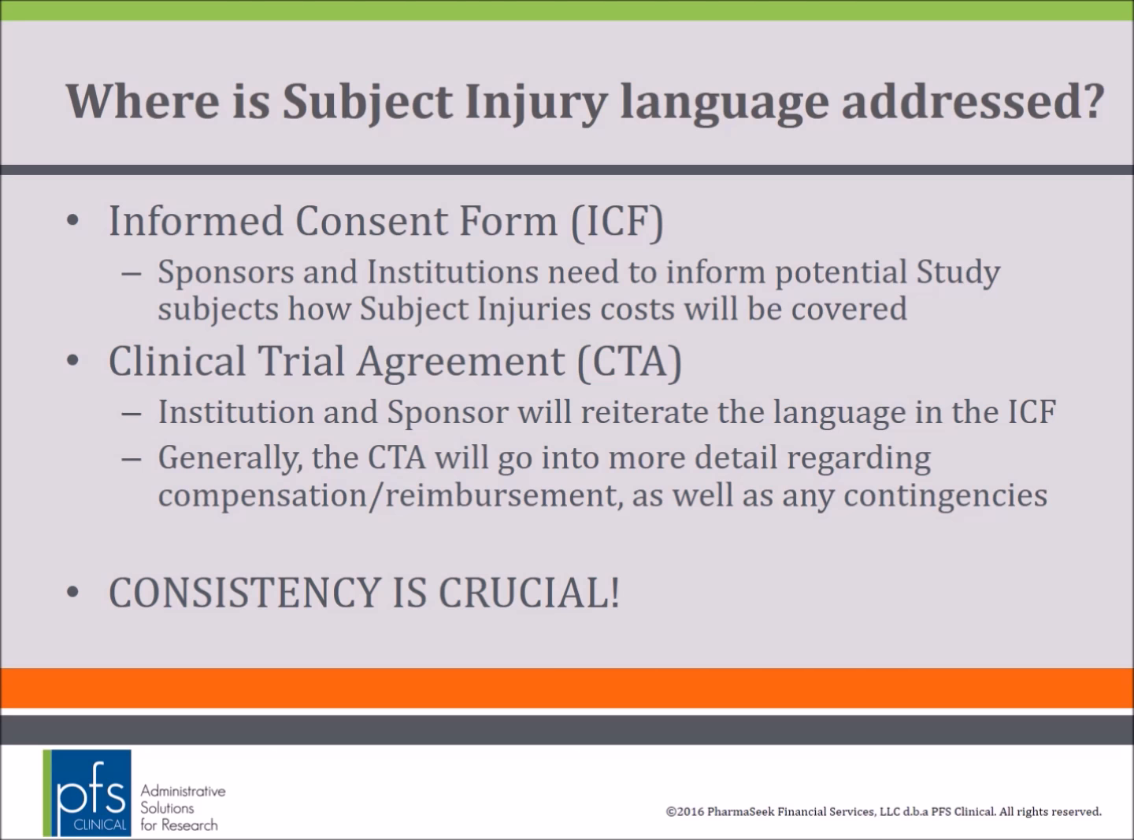And just as a side note, you really want to be mindful of any edits you make to the ICF and the CTA during negotiation. So upon finalization of both documents, you want to make sure you haven't created any inconsistencies, any discrepancies between the two documents, because that'll only create headaches for you down the road.